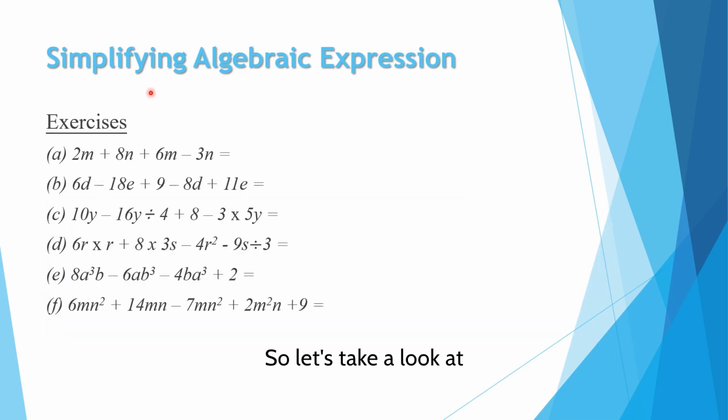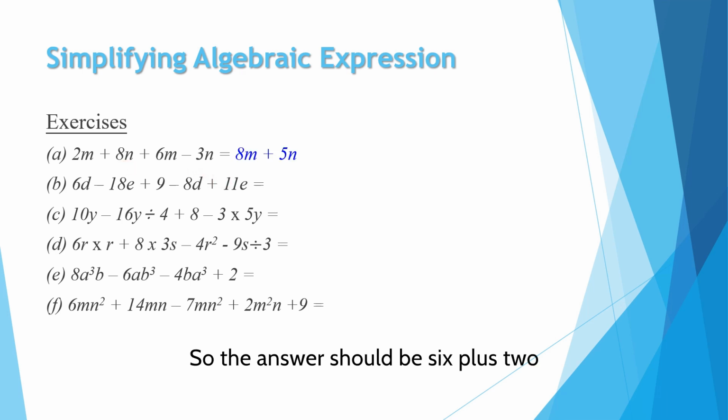So let's take a look at another exercise together. For part A, first of all, we need to figure out which are the like terms. There are 2m and 6m, also 8n and minus 3n. So the answer should be 6 plus 2 is 8, and 8 minus 3 is 5.